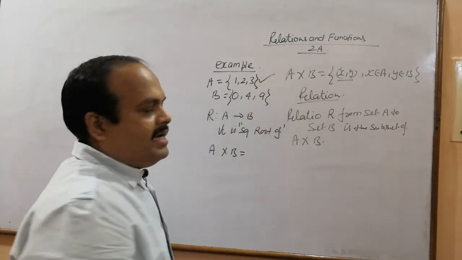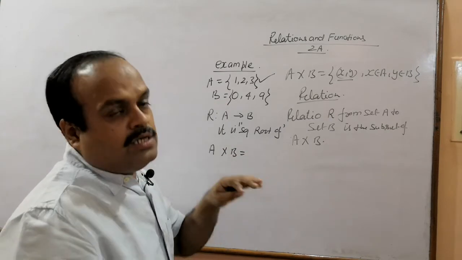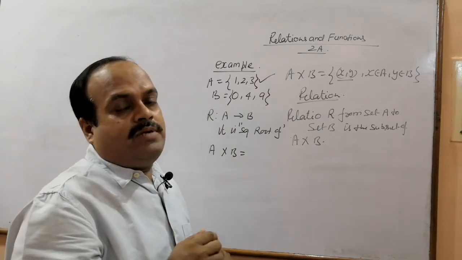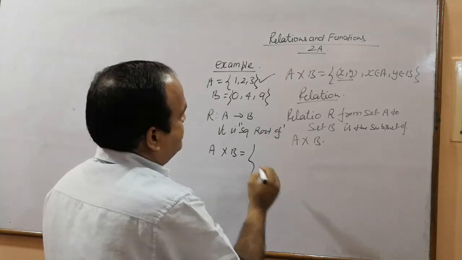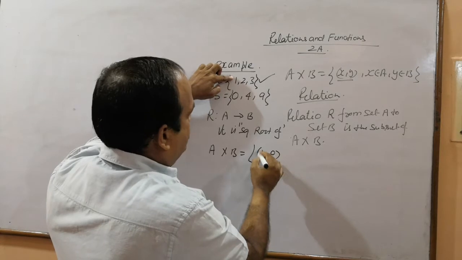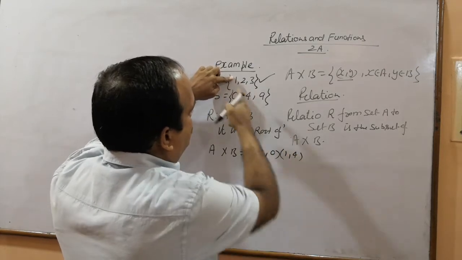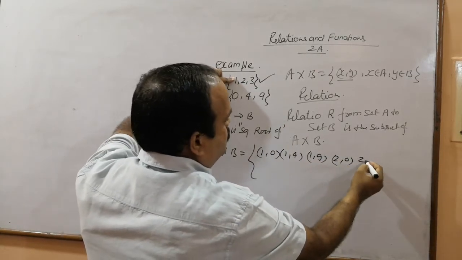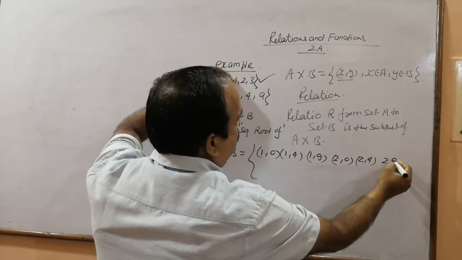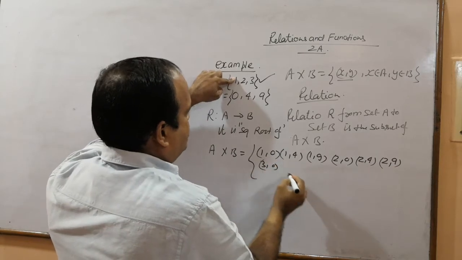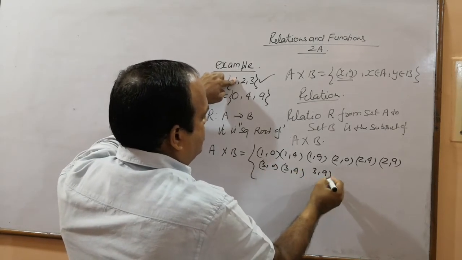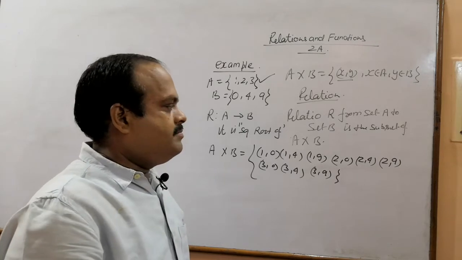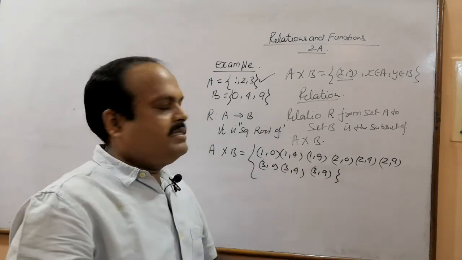Since the cardinal number of A is 3 and the cardinal number of B is 3, the Cartesian product of A and B will have 9 elements, of the type ordered pair: (1,0), (1,4), (1,9), (2,0), (2,4), (2,9), (3,0), (3,4), (3,9). That is 1, 2, 3, 4, 5, 6, 7, 8, 9 elements.